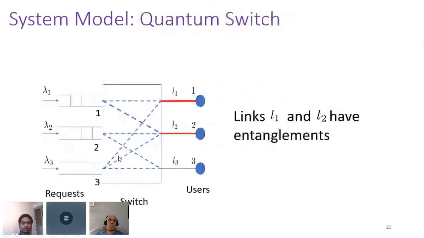So here is one example. I assume that in a single slot, two links L1 and L2 have primary entanglements. This is shown by the red color on these two links to indicate that they have primary entanglements in the slot. Now, since there is no primary entanglement on the third link, the switch can only serve a type 1 request to create an entanglement between user 1 and user 2.